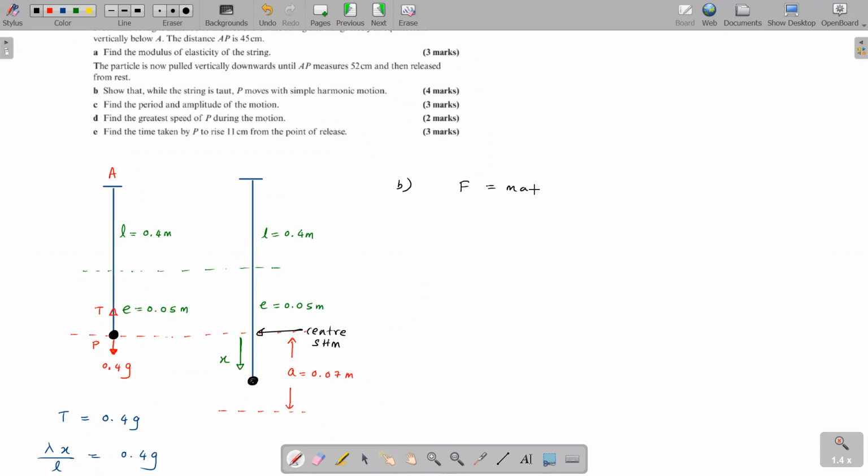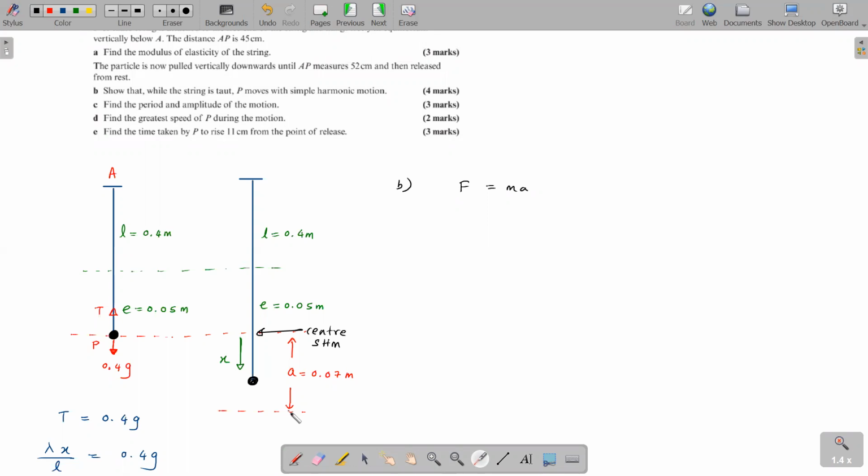Okay, guys, do you see there's one more interesting thing here? Before I go to apply F equal MA away from the center, do you see that they have used the words show that while the string is taut, P moves with SHM? What do you mean by string is taut? Now look at this question. You can see the natural length is 0.4, and due to the weight, the equilibrium position is 5 centimeters below the natural length, right? And then we are pulling this a further 7 centimeters. The amplitude is 7 centimeters. Now, what's the rule?